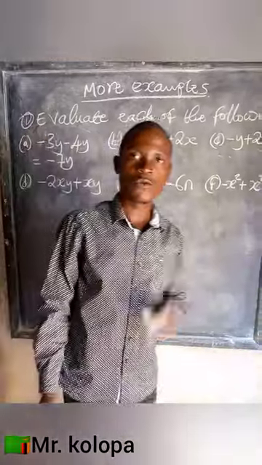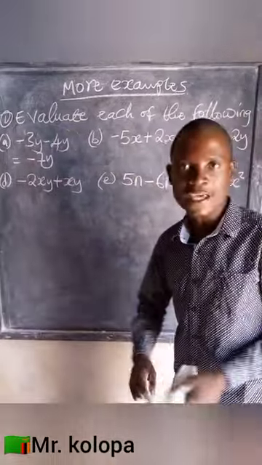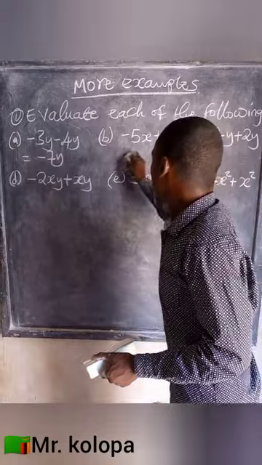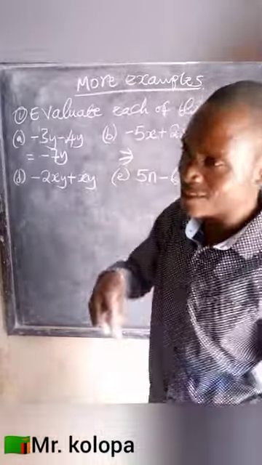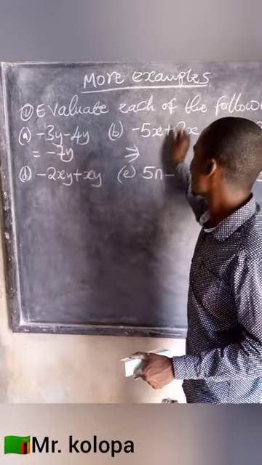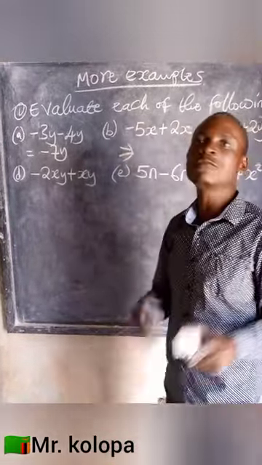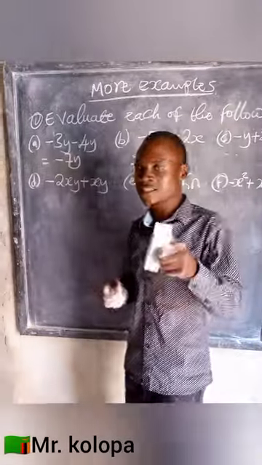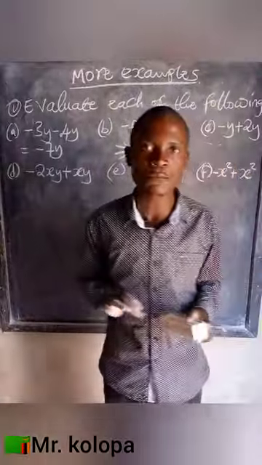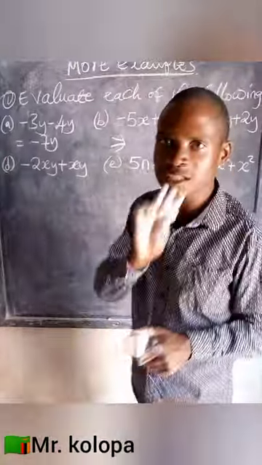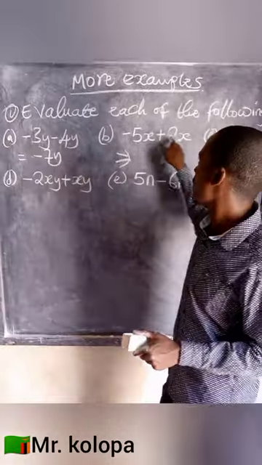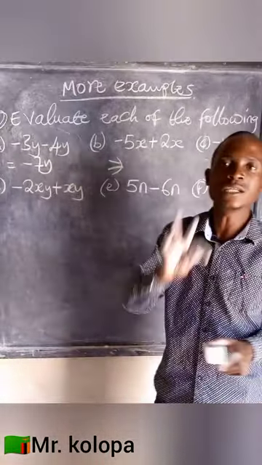Question B. We are told to evaluate -5x plus 2y. First question is, am I having same sign or different signs? So you check here, you have different signs. So what does the statement say about different signs? You are supposed to subtract and maintain the sign of the bigger number. So in this case, you subtract 5 minus 2, you get 3.